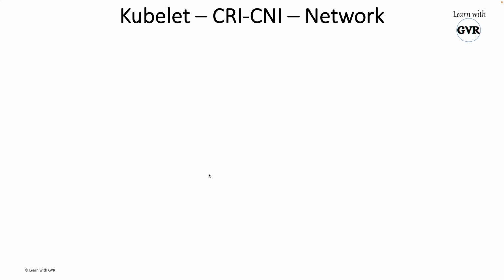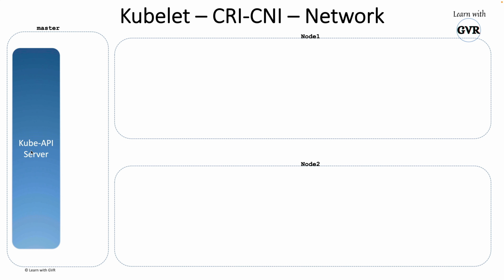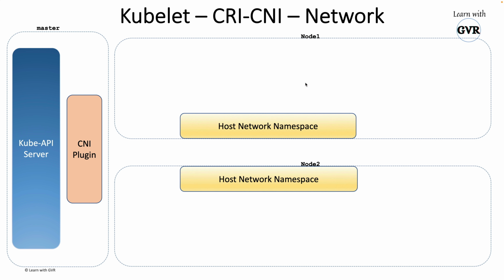Now so far we have seen the CRI and CNI and how the Kubelet-CRI-CNI communication happens. First, this is a master node and there are two worker nodes. Let's consider the master node, which obviously has a Kube API server, and I will install a CNI plugin whenever I am provisioning, right? That we learned in the CKA, right? You install a CNI on the master node, worker node 1 and worker node 2. Now every node has its own host network namespace. This is a host, this is a host.